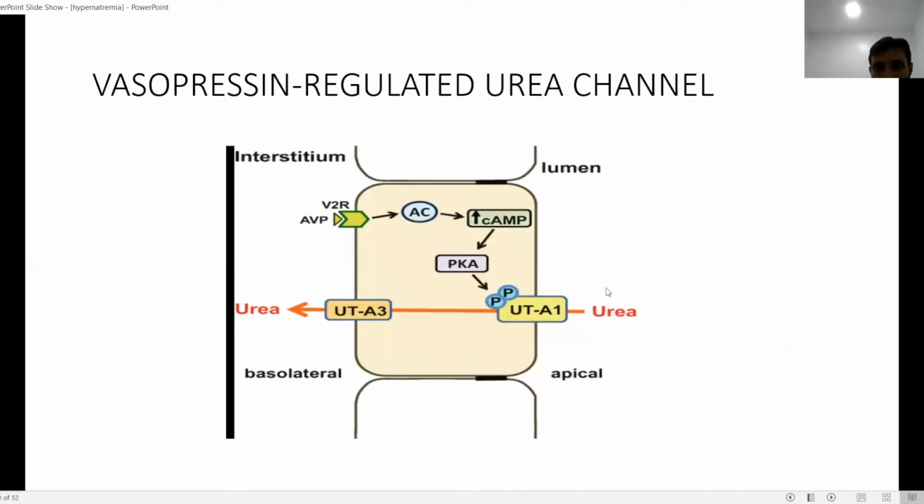It is the diagram showing the same. This is interstitium, this is lumen. Vasopressin acts and increases the adenylyl cyclase and increase in the cyclic AMP levels. Protein kinase A will lead to increased synthesis of urea transport A1 channel. Urea comes from the lumen and enters the cell and passes through the cell to the interstitium through the urea A3 channel.